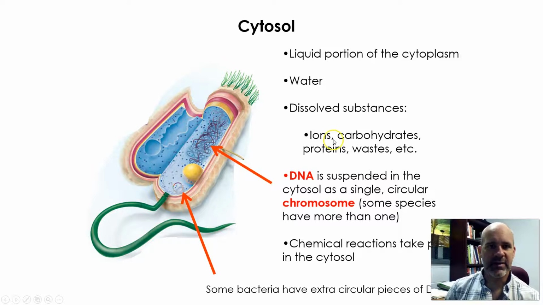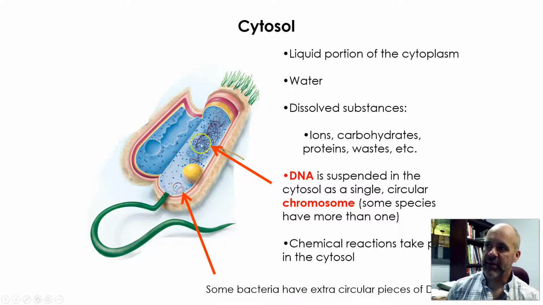That includes ions, things like magnesium and potassium and sodium and chloride, things that you learned about before, various acids and bases, waste molecules, carbohydrates, proteins. All of those different things that are the chemical components of a cell are going to be dissolved within the cytosol, and so jam-packed in there, it's going to give it a thick consistency.